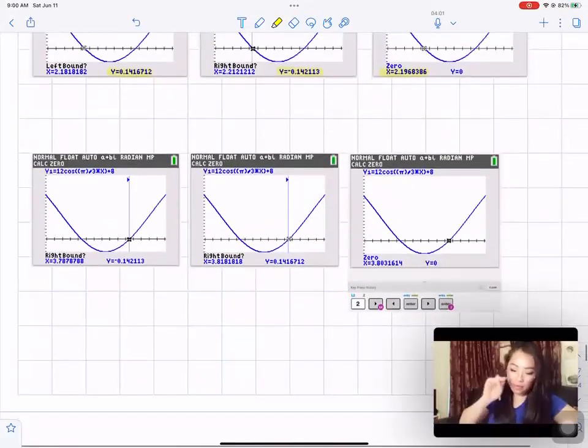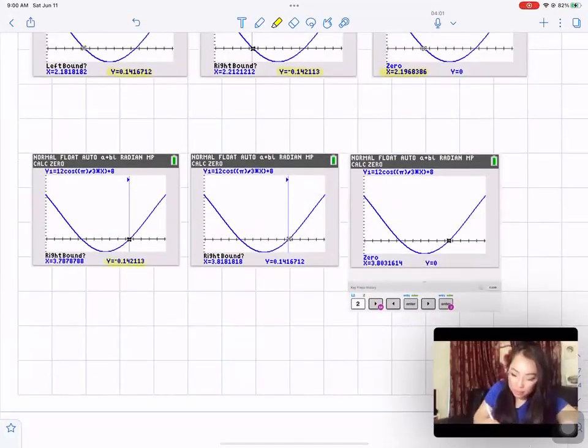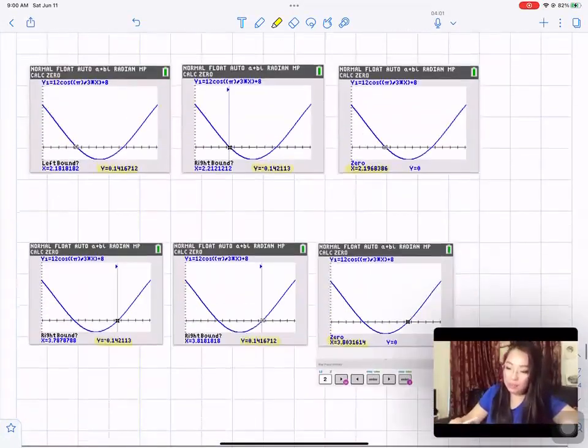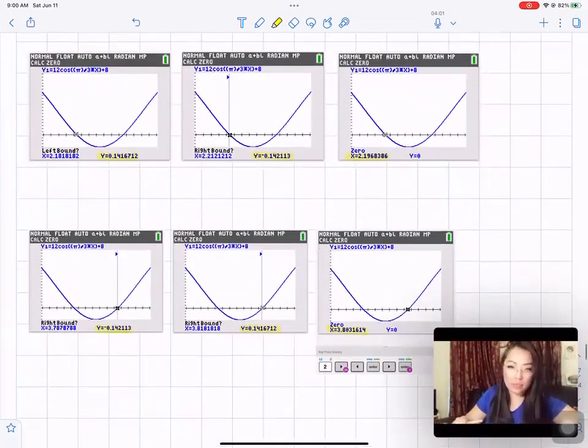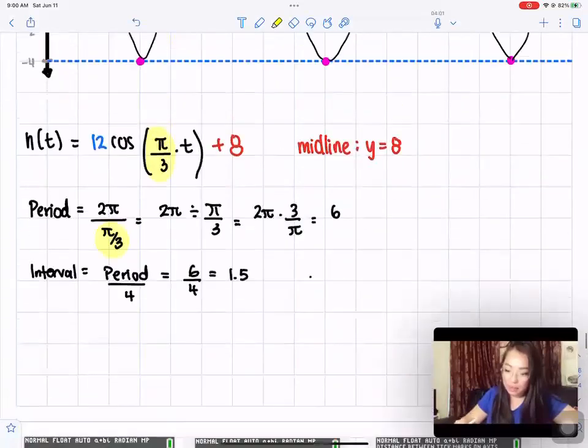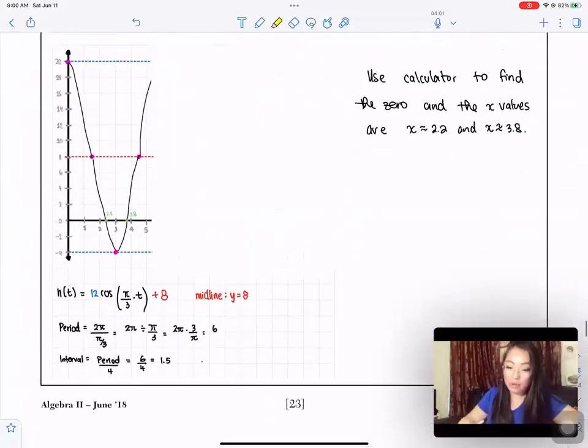Same thing over here. They're going to ask you left bound. Make sure this time it flips, so it has to be negative, and then the other one has to be positive, and then they tell you to guess, and there you have it. I can't do this on my calculator because my emulator doesn't do this. So that's why I took pictures to show you how to do it on your calculator. So do try it because it will get you full credit.